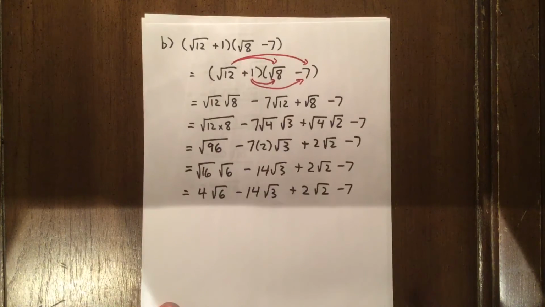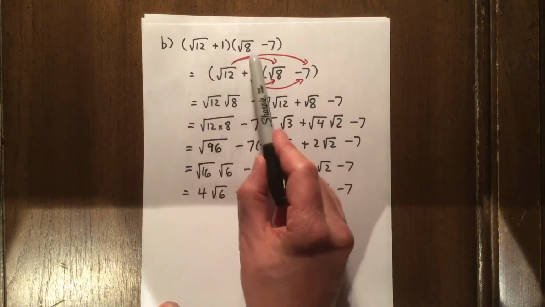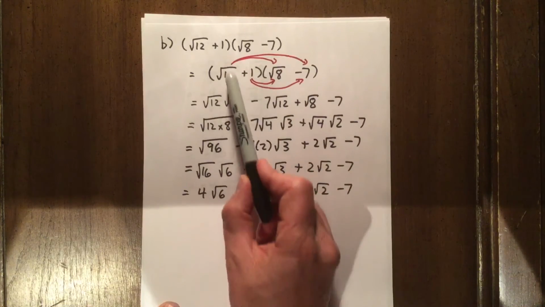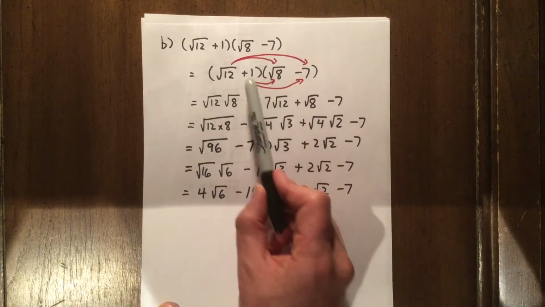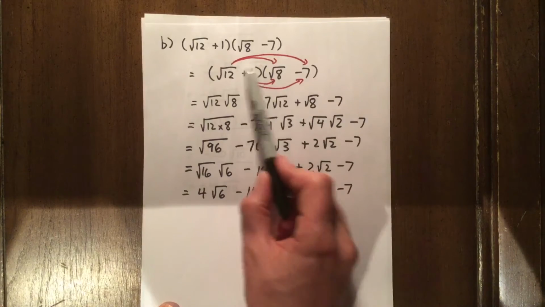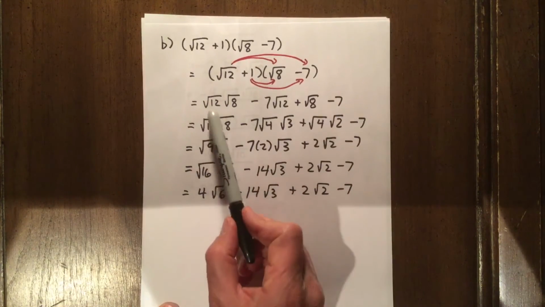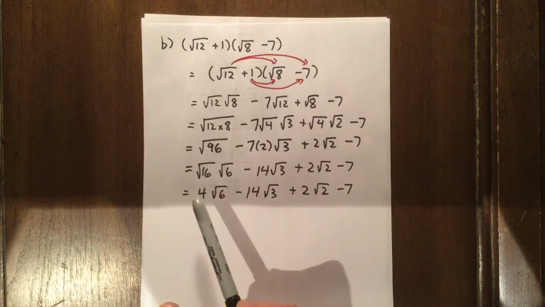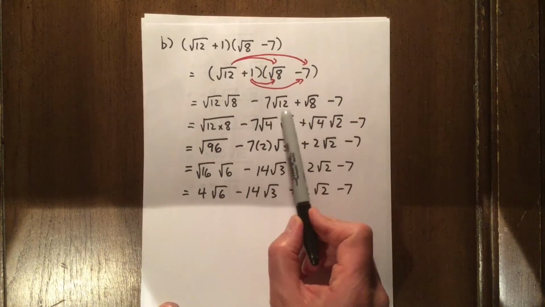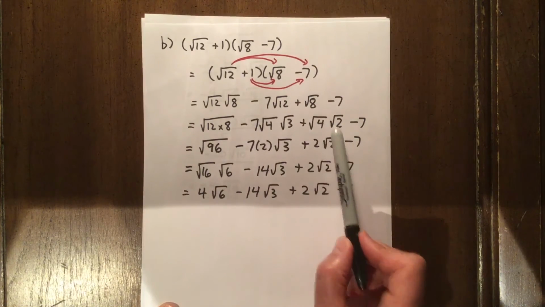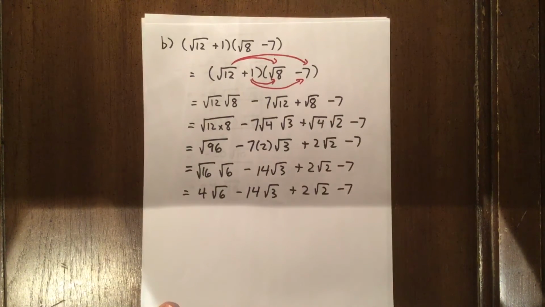Let's try another one. I've got root 12 plus 1 times root 8 minus 7: root 12 times root 8, root 12 times negative 7, root 1 times root 8, and 1 times negative 7. This becomes 12 times 8 underneath the radical. Root 12 becomes root 4 root 3. Root 8 becomes root 4 root 2, and I still have the negative 7.